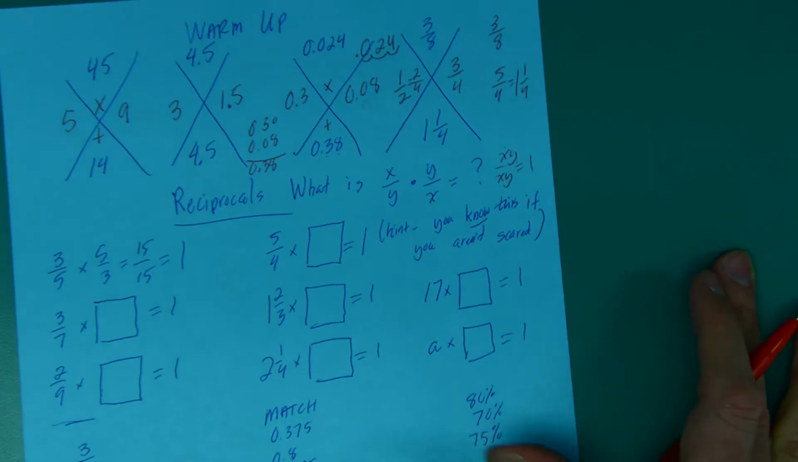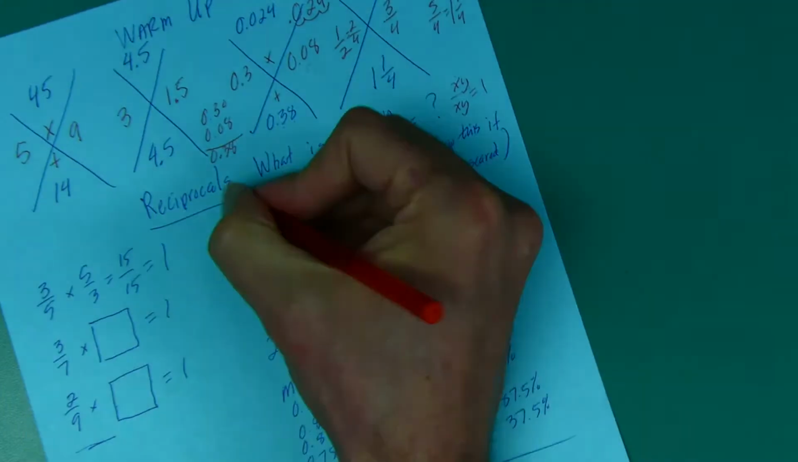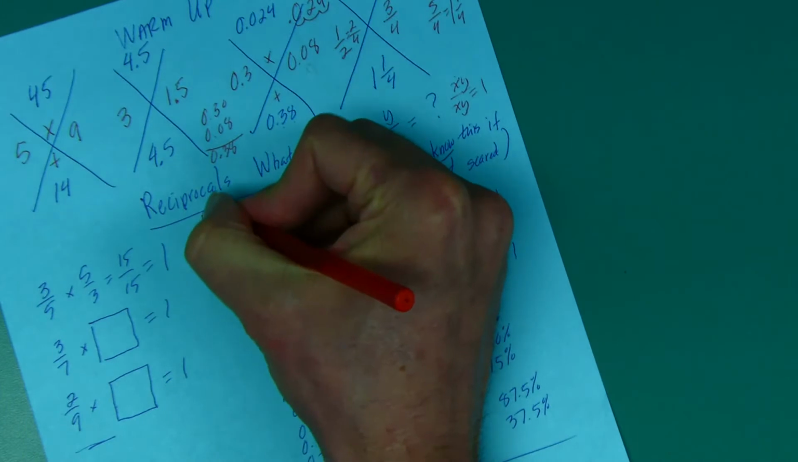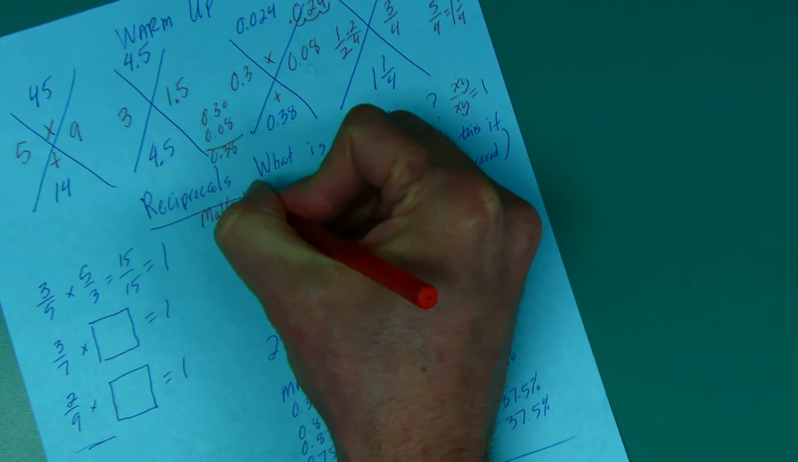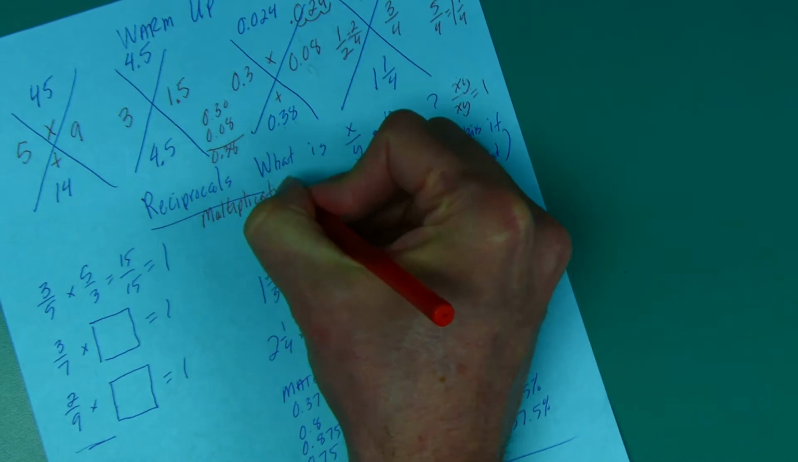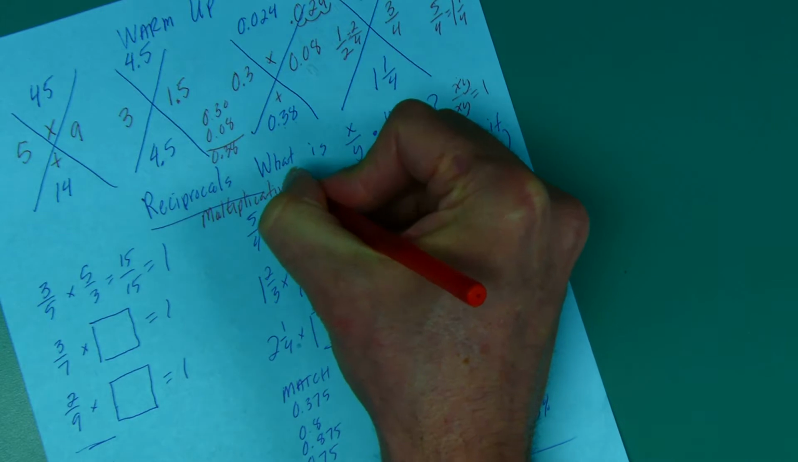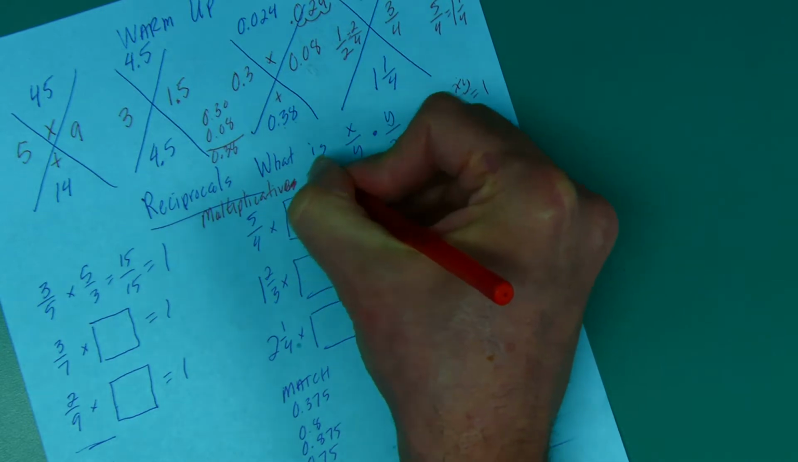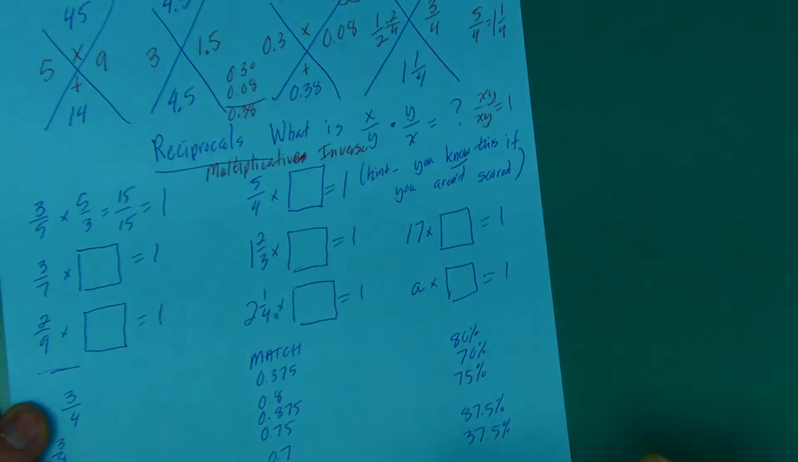Okay. All right, reciprocals. Reciprocals are numbers that when you multiply them together, they equal 1. Another name for reciprocals, they're called multiplicative inverses. I kind of like saying that word. Multiplicative inverse. An inverse is kind of like flipped over, right?